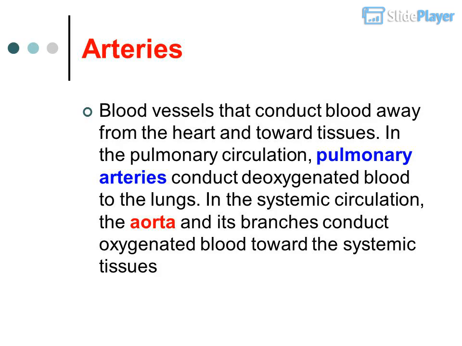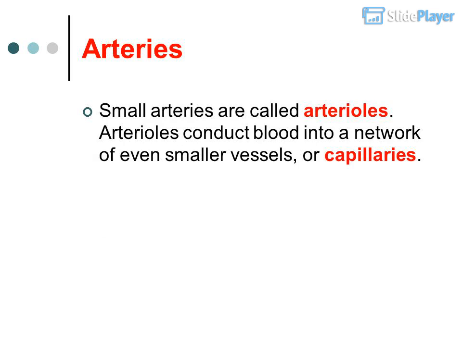Arteries. Blood vessels that conduct blood away from the heart and toward tissues. In the pulmonary circulation, pulmonary arteries conduct deoxygenated blood to the lungs. In the systemic circulation, the aorta and its branches conduct oxygenated blood toward the systemic tissues. Small arteries are called arterioles. Arterioles conduct blood into a network of even smaller vessels, or capillaries.